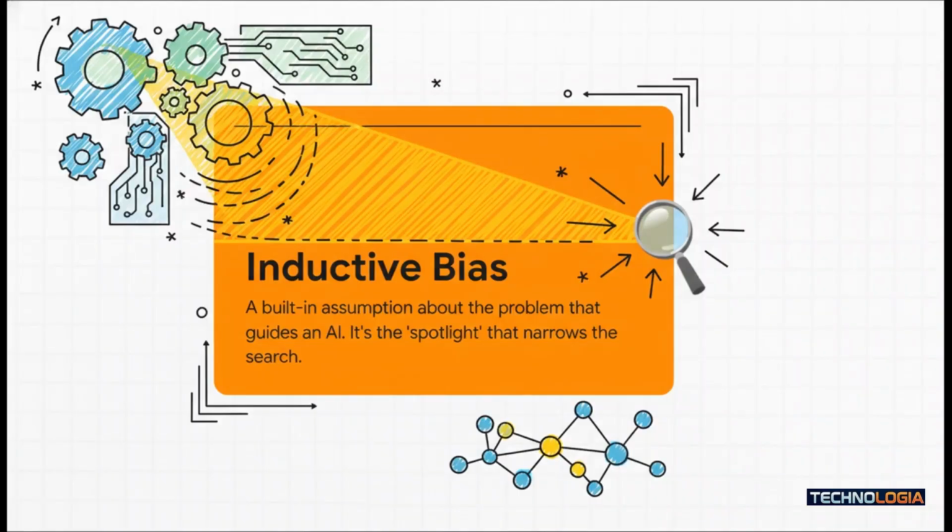Okay, so this spotlight actually has a technical name. It's called an inductive bias. And really, all that means is it's a set of built-in assumptions that we give to the AI about the problem it's trying to solve. It's our way of giving the model a head start, of telling it, hey, look over here, this is the kind of solution you should be looking for. That way, it doesn't have to waste time searching everywhere.